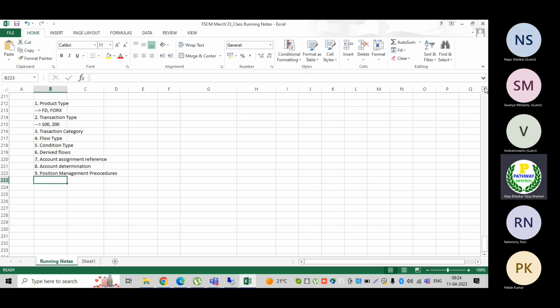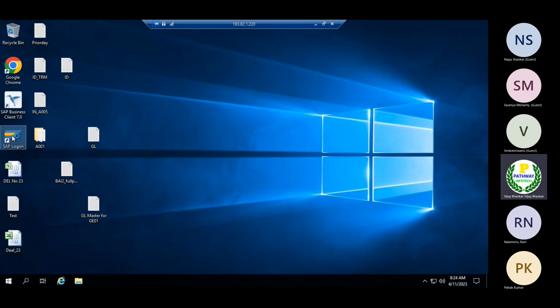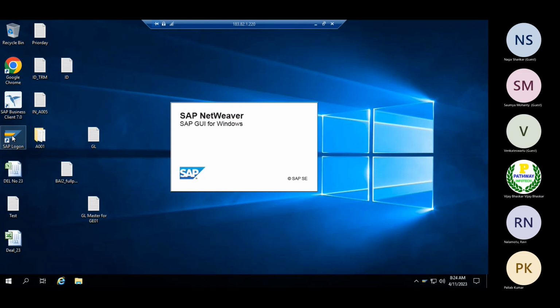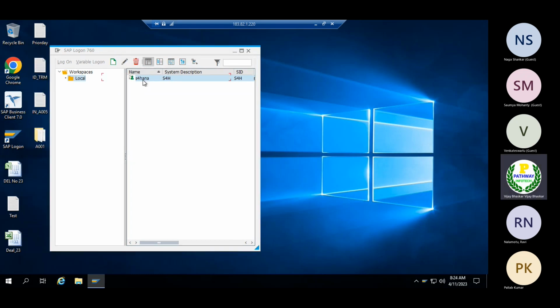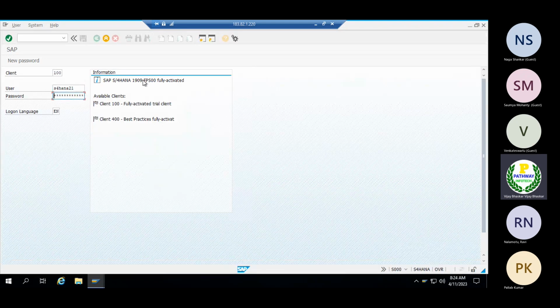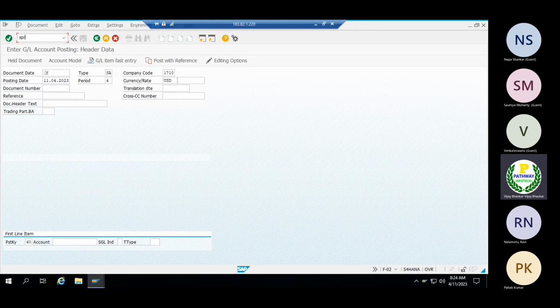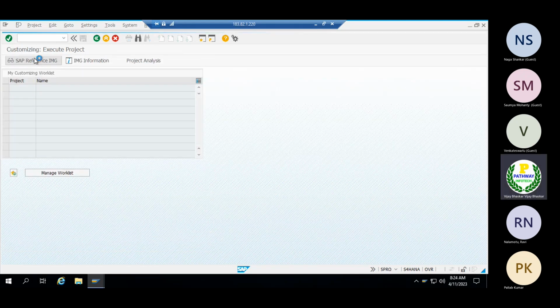Anyhow, we are going to start with the money market. If I go to the money market, there are standard SAP delivered product types. My suggestion for everyone would be: don't use the standard product types which SAP has delivered. Let me go to SPRO and show you a few of the product types.